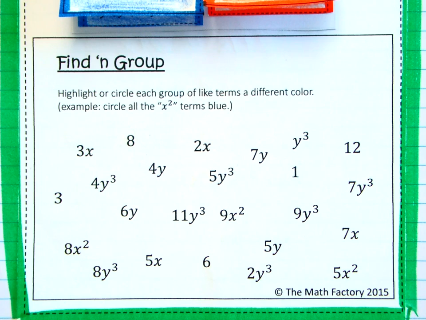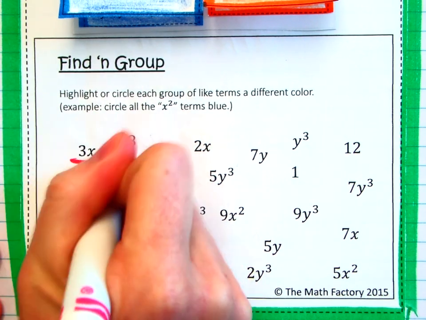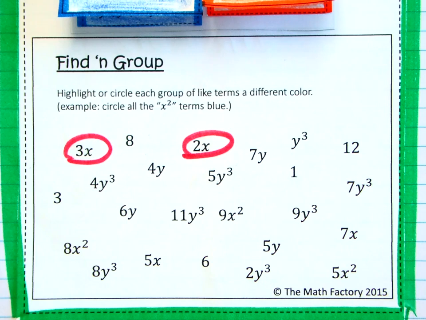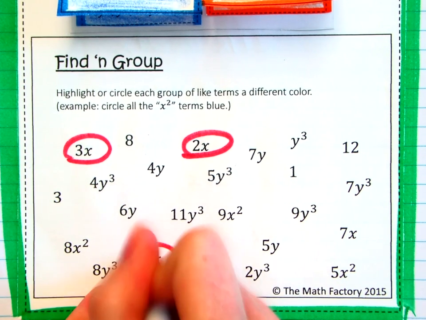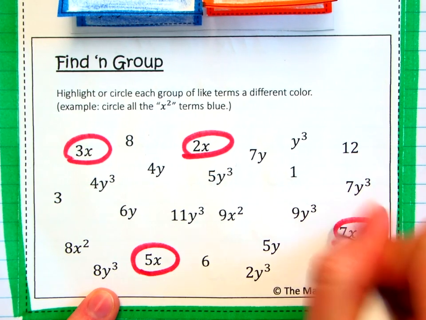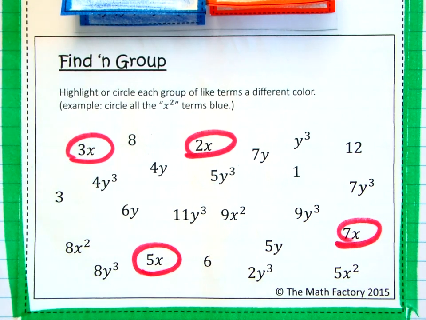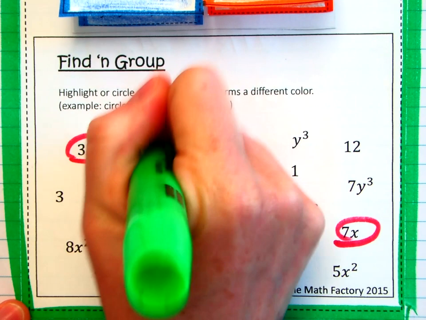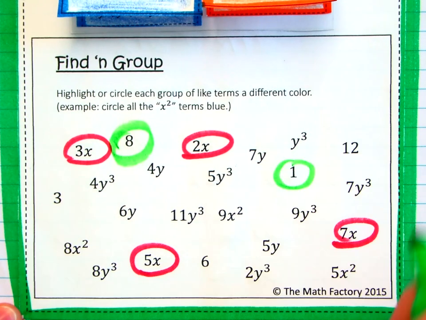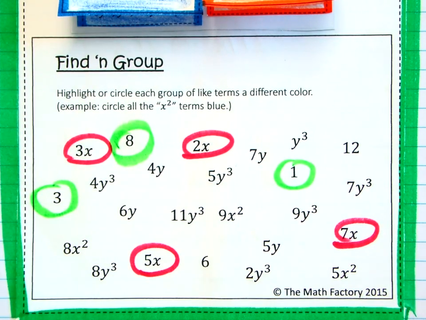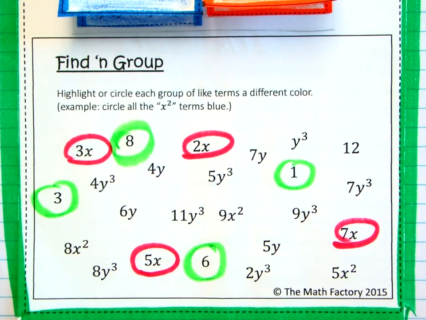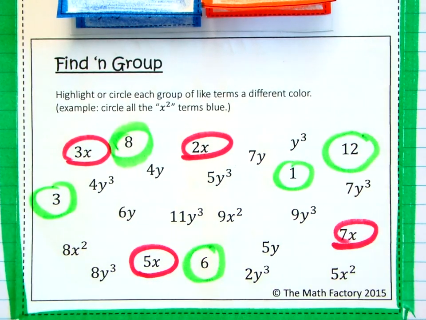Okay, let's start. I see that a 3x would go with a 2x. Looking for other x's, which would go with a 5x, which would go with a 7x. That looks good. I'm going to leave this color out just in case I need it. Next color. Let's find our constants. 8 can go with a 1, which can go with a 3. Who else do you see? Which goes with a 6. And I missed this little guy. It goes with a 12.